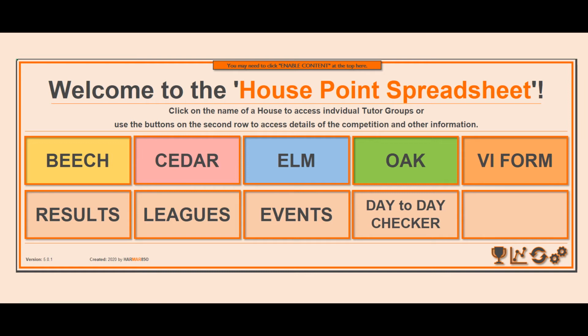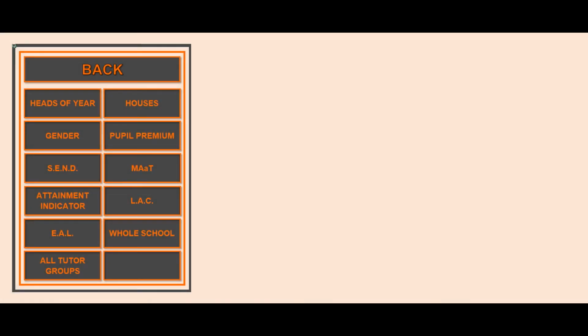The second icon here, this is where the real power of this tool comes from. This is where we can access data analysis. So the data analysis dashboard here provides us with more buttons to click on that take us to significant groups. So we have access for heads of year to find individual year groups and heads of houses to find their particular house, but we also have information on gender, pupil premium, SEND and all other sorts of significant groups. And at the bottom there we've even got all tutor groups.